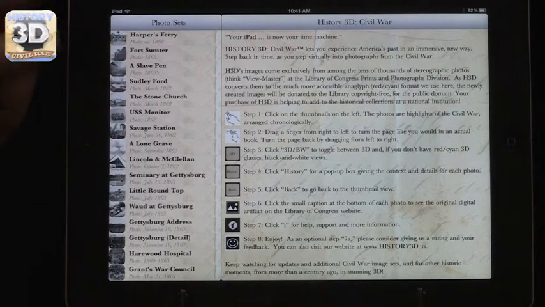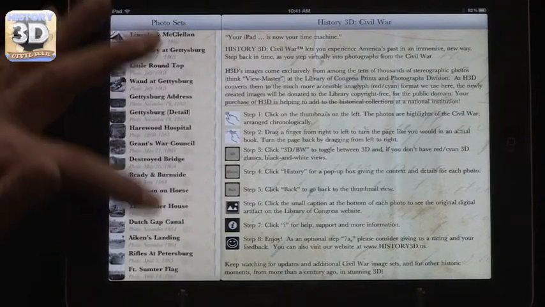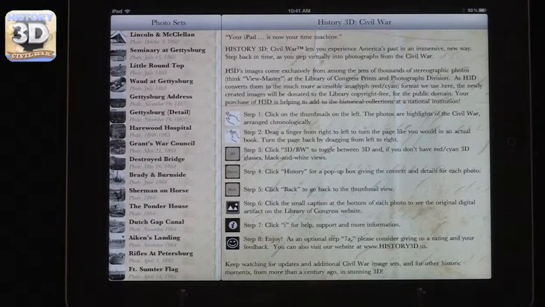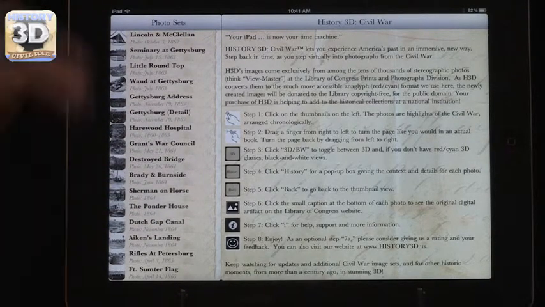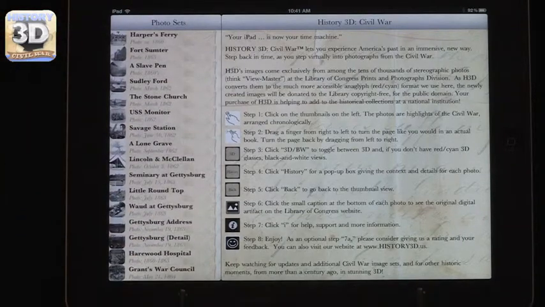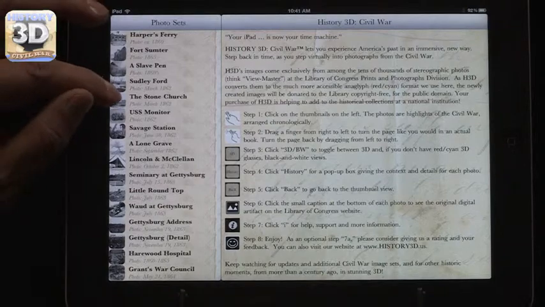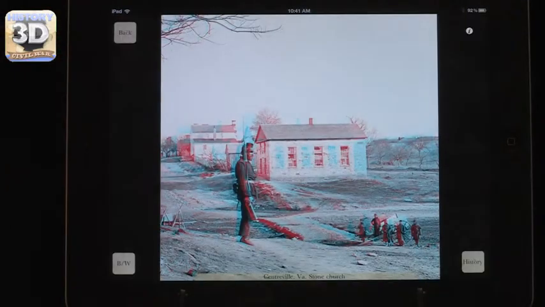Over on the left are all of the different photographs that are available, and so we'll take a look at one of them. We'll take a look at the stone church. I really like this one because it's really a neat picture. I would call it the Sentinel. And if you have your 3D glasses, put them on, because it's amazing.